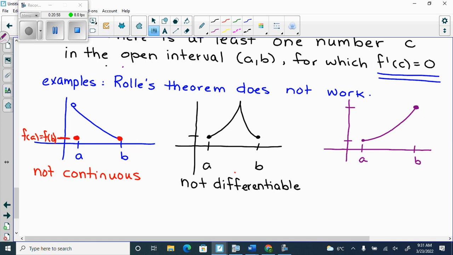Okay, so it is continuous from A to B. We agree? Therefore, it's differentiable because it's just like part of a polynomial. It's totally fine. Doesn't have a cusp. But f of A does not equal f of B.